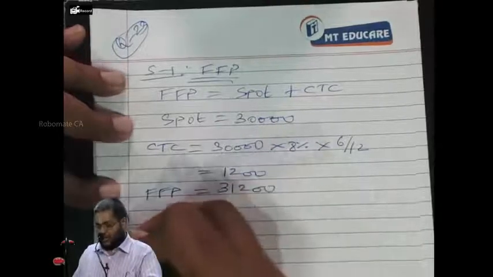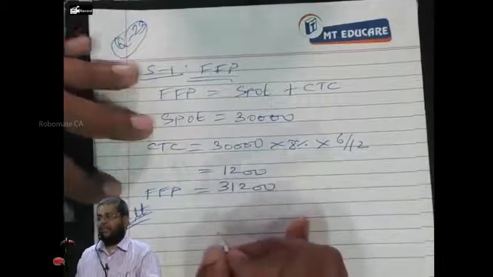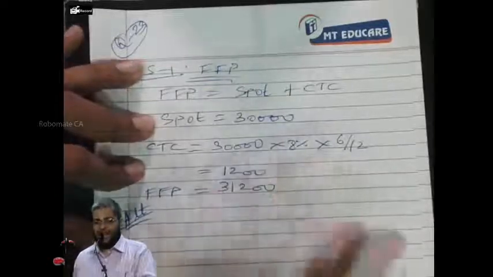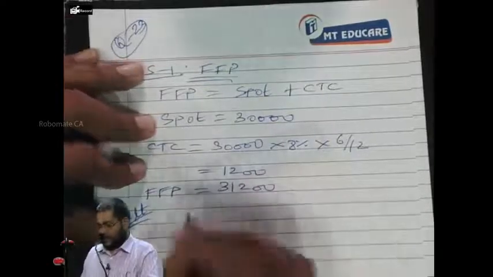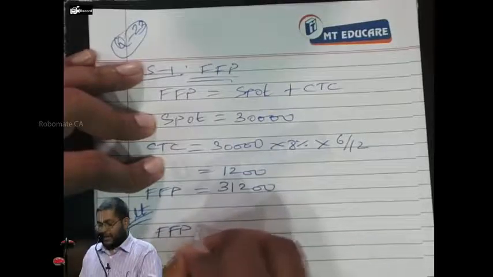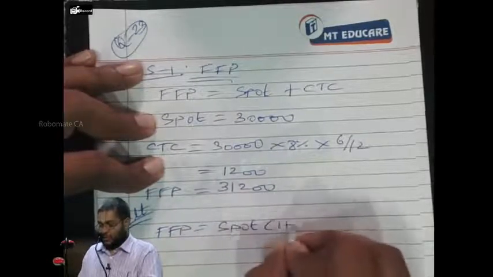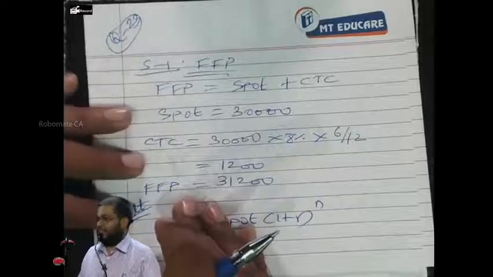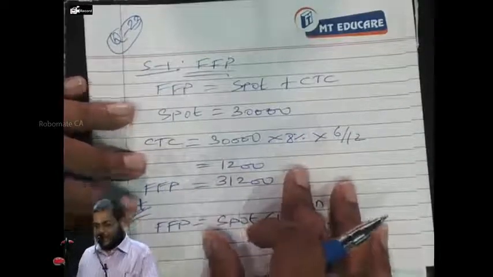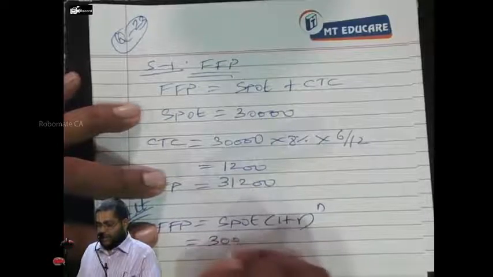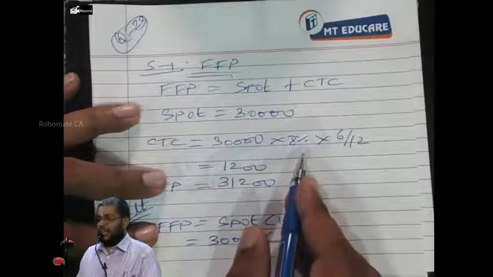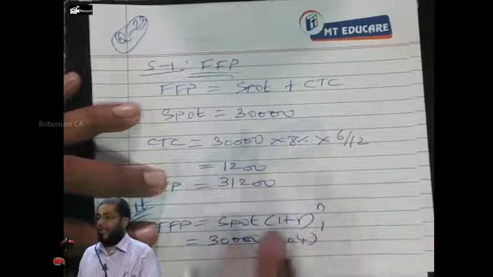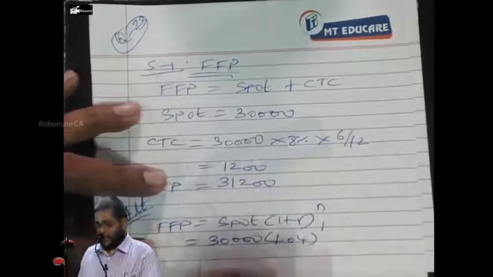To avoid confusion, don't shout at me about the alternative method, because all formulas are the same only. Presentation is different, that's all. Yes or no? Now, alternatively, fair futures price is equal to spot price times (1 plus r) power n. What is the spot price? 30,000. 8% interest is for 1 year. What is it for 6 months? Yes, 4%. So 1.04 power 1, as I just invest for 1 period of 6 months. Tell me what is the number?